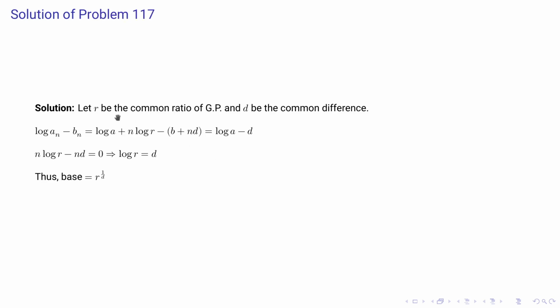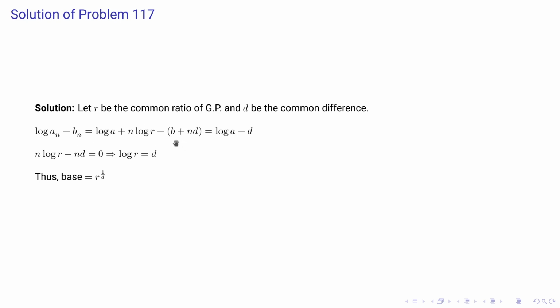So we let r to be the common ratio and d to be the common difference. So log of an minus bn would become log of a r to the power n minus b plus nd. So how this has happened is an would be a r to the power n. So a and r to the power n will be split. So a would become log a and r to the power n will become n log r. Similarly, bn would be b plus nd.